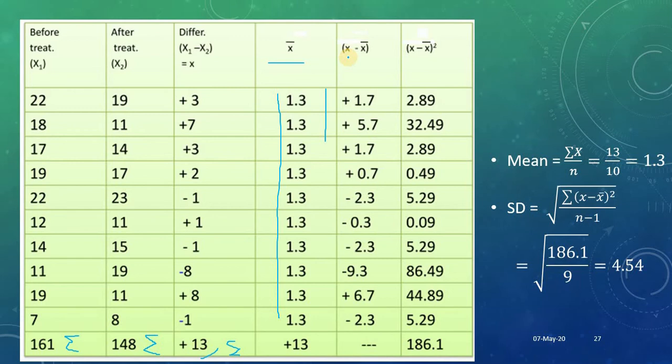So now we want to calculate the standard deviation, which is the summation of x minus x bar whole square by n minus 1 in case of sample. So we calculate x minus x bar, then take the square of that, and I take a summation of that. So this is 186.1 by 9 and square root, because we are taking sample standard deviation. As per the formula, you get 4.54 as the standard deviation. What is the mean? Mean obviously is 13 by 10, is 1.3.